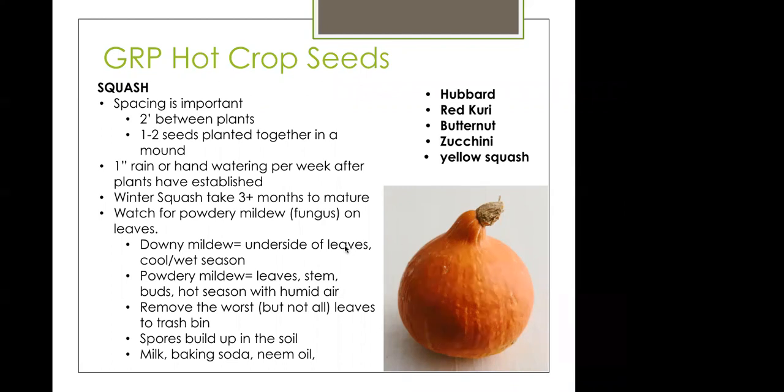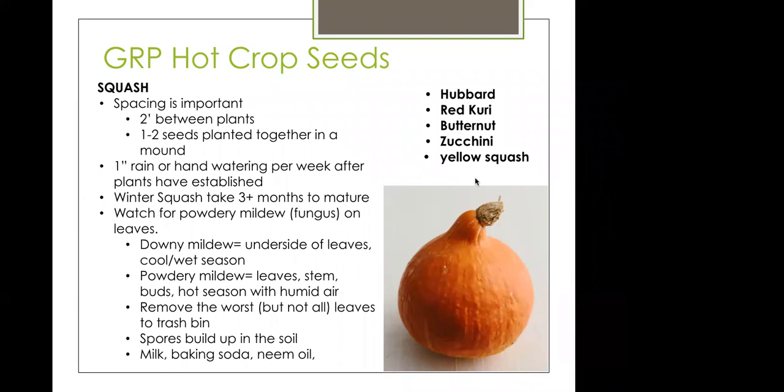And so we have our hot crops, our squash, our cucurbits. We have Hubbard squash, which is in the picture right here. That's the red curry Hubbard squash. We have butternut. The Hubbard squash and the butternut are winter squash. And we also have delicata, which we are giving out. The zucchini and the yellow squash are summer squash. And so you have your winter squash and your summer squash.